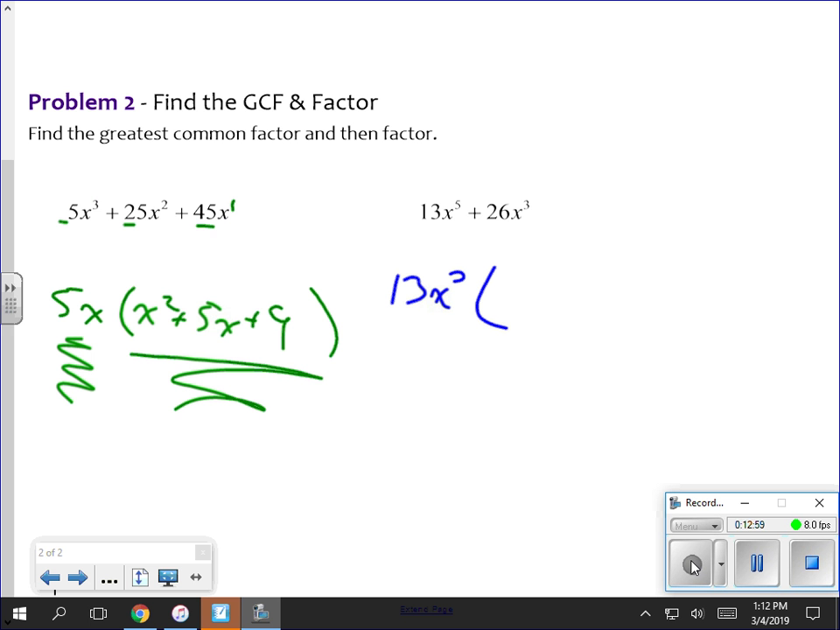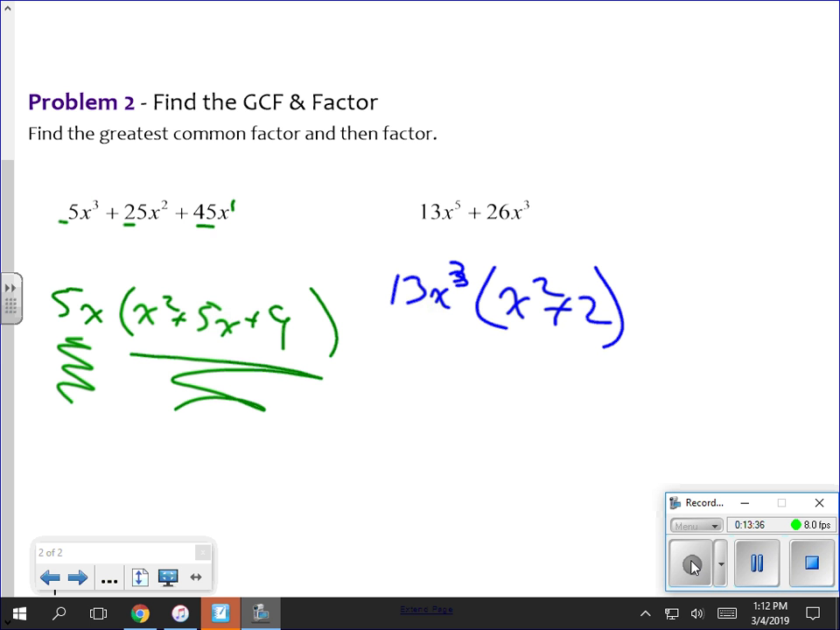So what's left behind? I had 13, pulled it out. I had 5 x's, pulled out 3. I'm left with 2. Okay. I had 26, pulled out 13. What's next to the x? 13x cubed. Okay. I had 26, pulled out 13. I'm left with 2. 2 times 13 is 26. Plus 2. I had 3 x's. I pulled out 3 of them, pulled out an x cubed. X squared plus 2 is what's left behind.